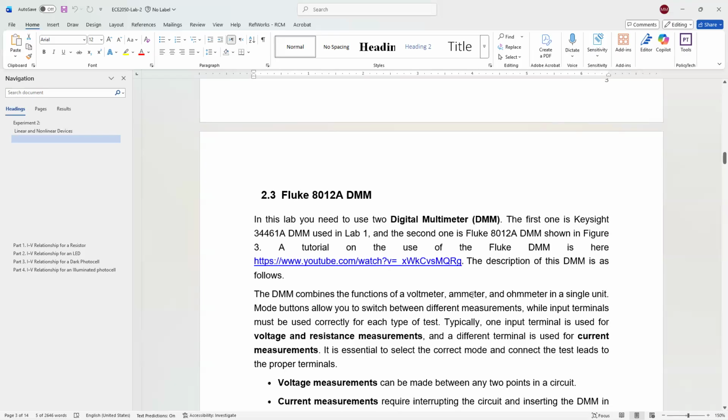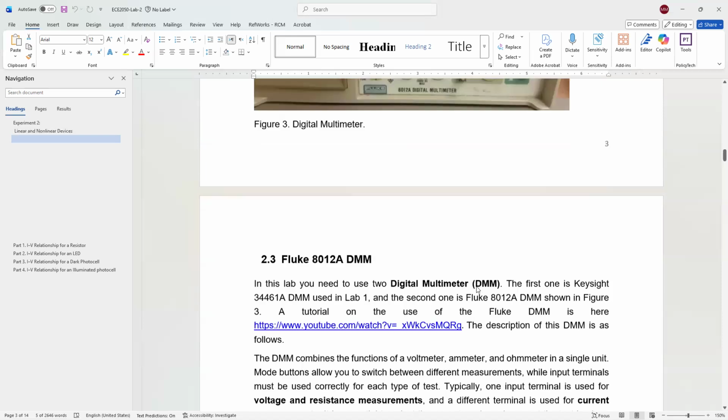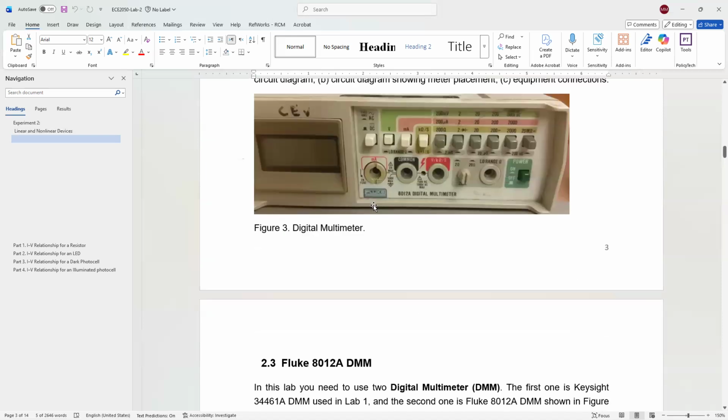Okay. So as you see here, it's called Fluke AT12A DMM. Okay. I give you a very important YouTube video here. You can watch it to see more on how to use it. But it's very easy to use actually. You can see this button here.